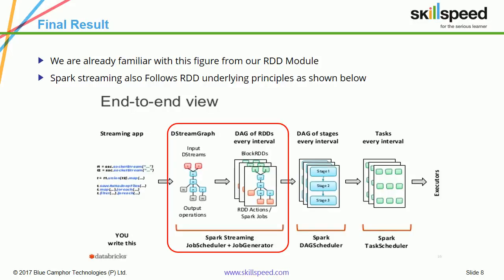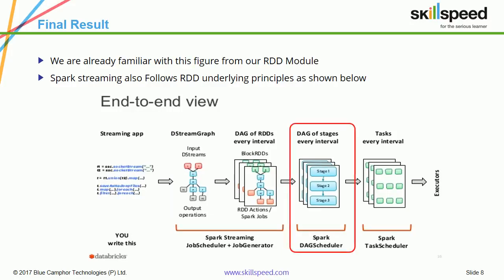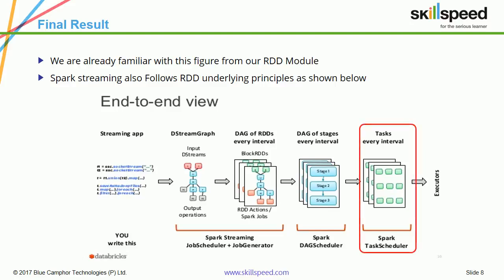And Spark will schedule this as a job, and then the individual DAG will be divided into multiple stages. We know that a stage is a set of tasks between any shuffle level of actions. So the DAGs will be comprised of stages, and you will have a Spark DAG scheduler for this. And then every interval, the tasks will be launched.